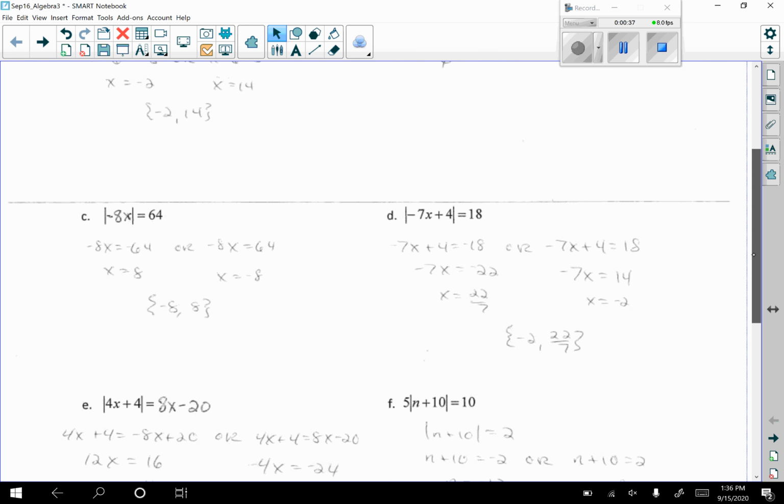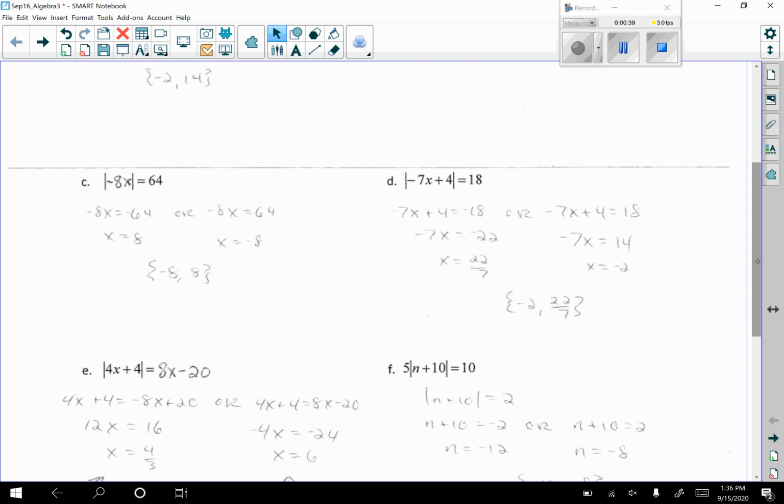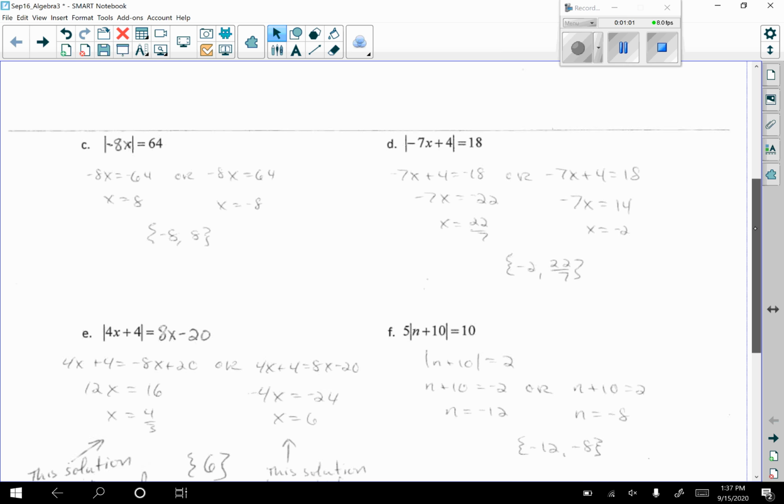Again, notice the way I have these written out. As soon as I go to rewrite them, I no longer use the absolute value bars like in C. I set negative 8x. I don't turn that to a positive. I keep what's inside the absolute value bars the same. So I set negative 8x equal to a negative 64 or negative 8x equal to a positive 64. Likewise for D, I take negative 7x plus 4, set that equal to a negative 18, or I set it equal to a positive 18.